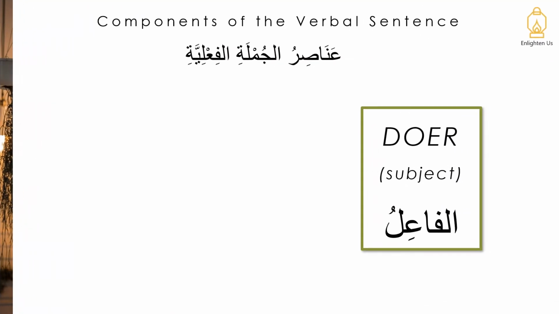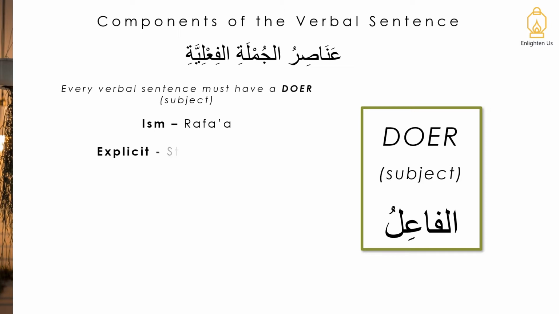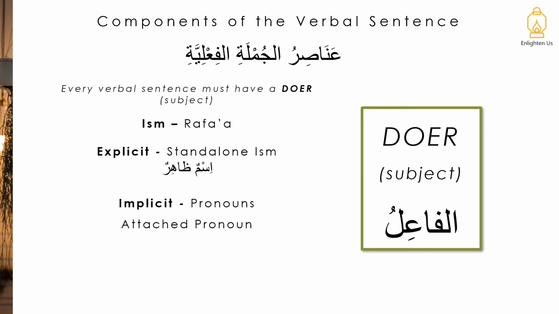Let's look at our second component. The doer, the subject, الفاعل. Now, every verbal sentence must have a doer, a subject. This subject is an ism, and that ism is in rafa. But it can be explicit, and what we mean by this is that it can be a standalone ism. Ism dahir, dahir means shown, means visible. Or it can be implicit, and what we mean by this is pronouns. So it can be an attached pronoun, ضمير متصل, or it could be what we call a latent pronoun, ضمير مستتر.